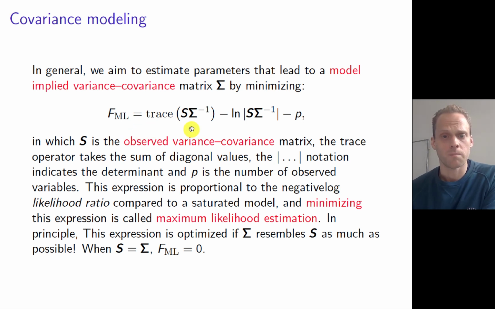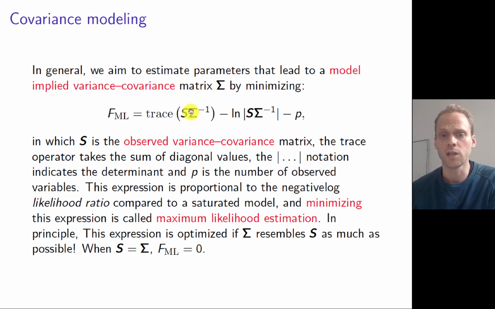We will see that if sigma equals S, so we have a perfect or saturated model, this expression becomes 0. Then S times S inverse is an identity matrix. The trace, which is the sum of diagonal elements of a matrix, will then equal the number of variables, minus the log determinant. S times sigma inverse would then be an identity matrix again. The determinant of an identity matrix is 1, the log of 1 is 0, so this is minus 0. Minus p, the number of variables, so then we would get 0.